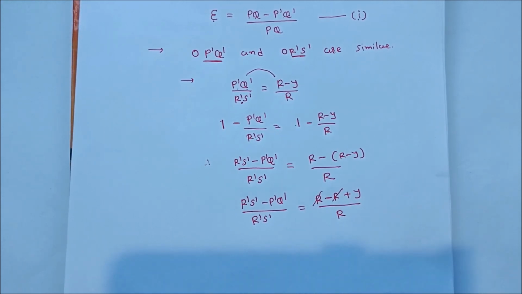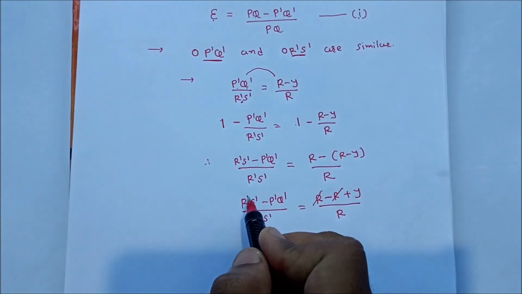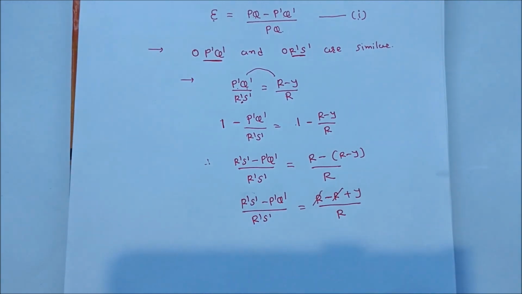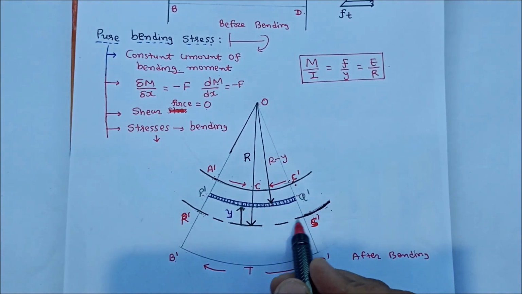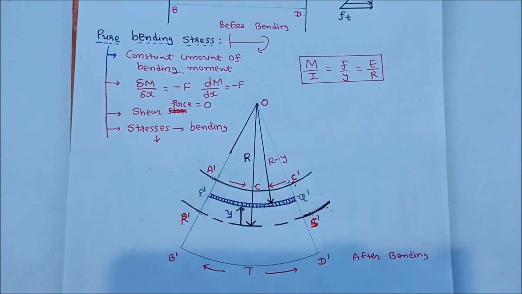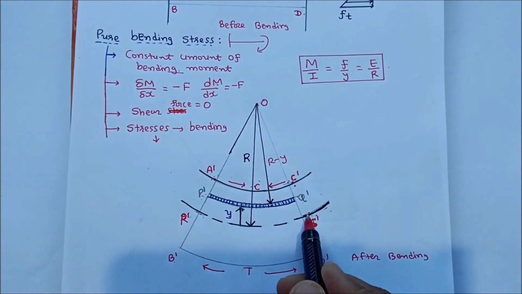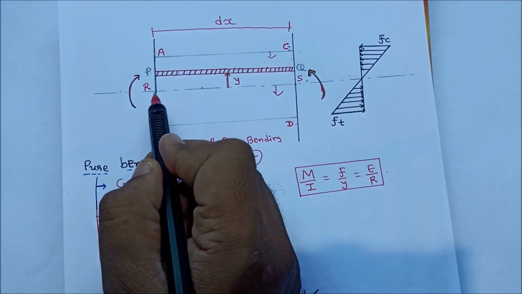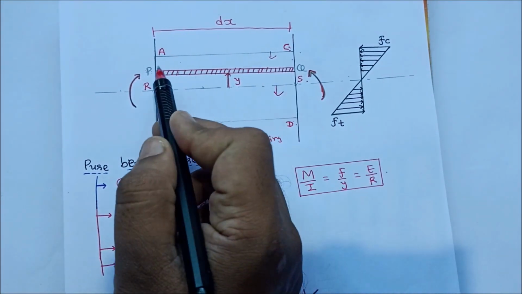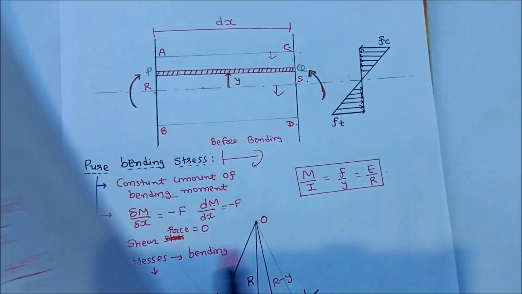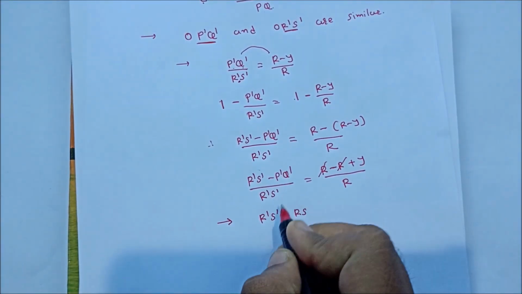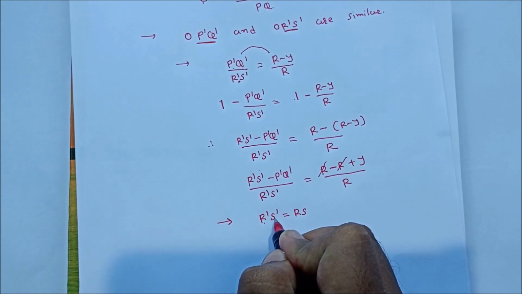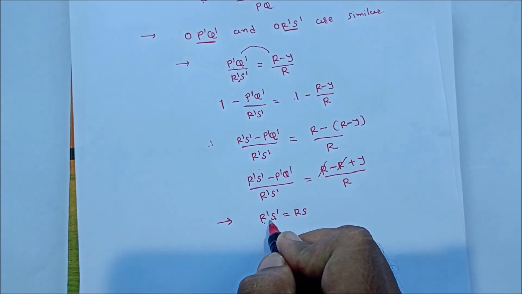So R cancels out. Here, instead of R dash S dash, we can write RS. Why? Because R dash S dash is the neutral axis, and we have already seen that at the neutral axis there is no change in length. So R dash S dash is equal to RS, and RS is equal to PQ. So R dash S dash is equal to RS, because R dash S dash is the neutral axis, and there is no change in length in the neutral axis.